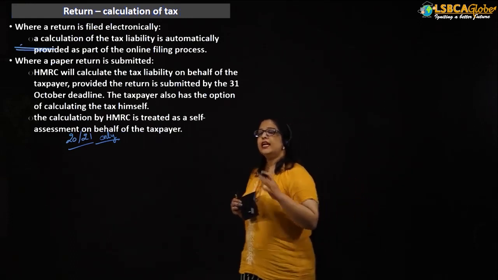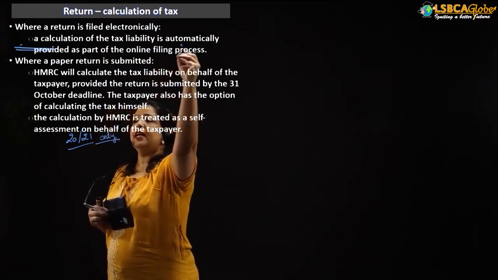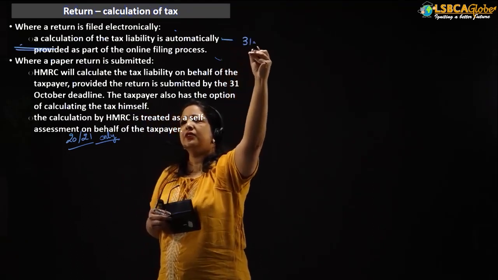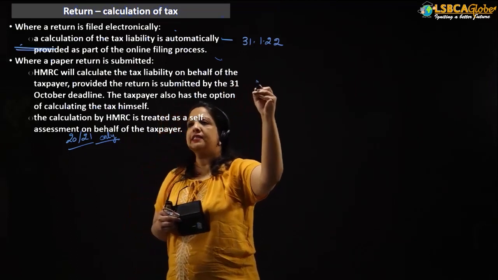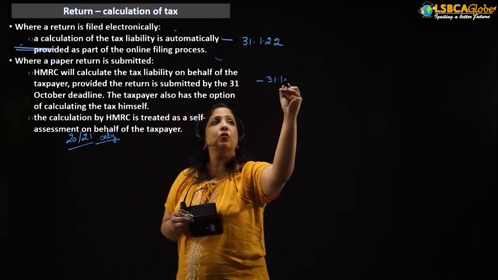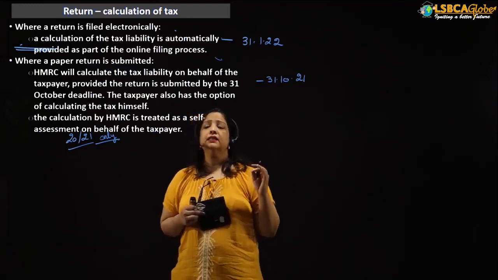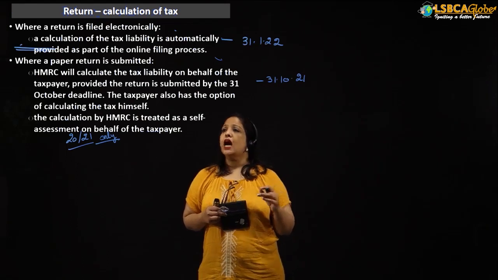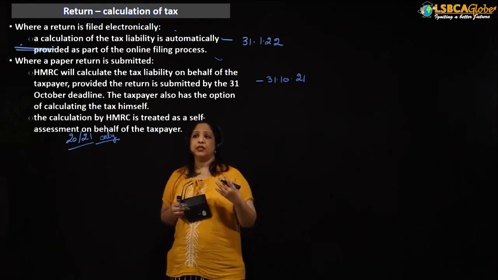Okay. Even the deadline is going to change. In this case, if it is electronic, the deadline is 31st January 22. But if it is paper based, the deadline is 31st October 21. Okay. Either the taxpayer can himself calculate the tax liability or he can ask an HMRC official to calculate the tax liability on his or her behalf.